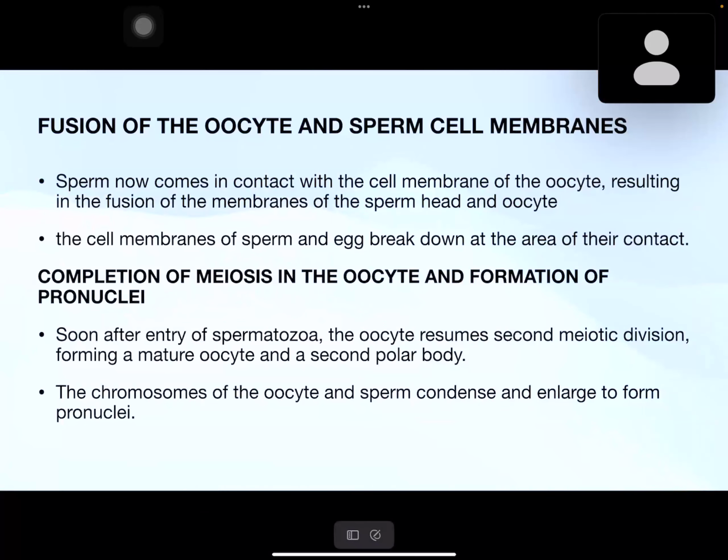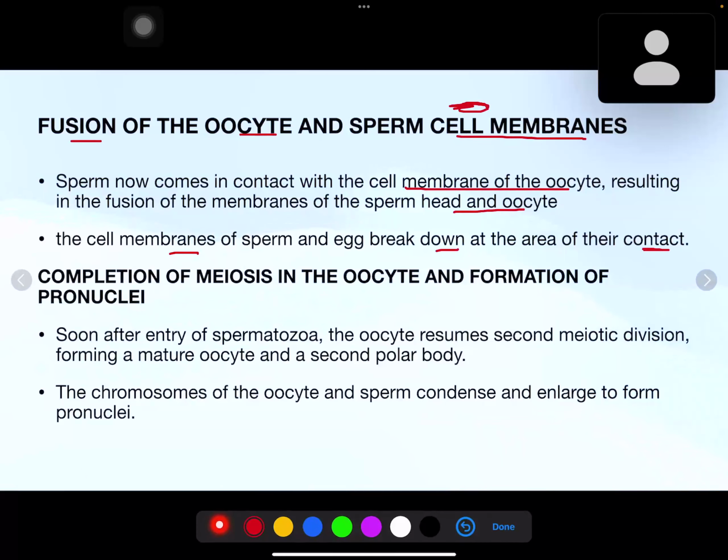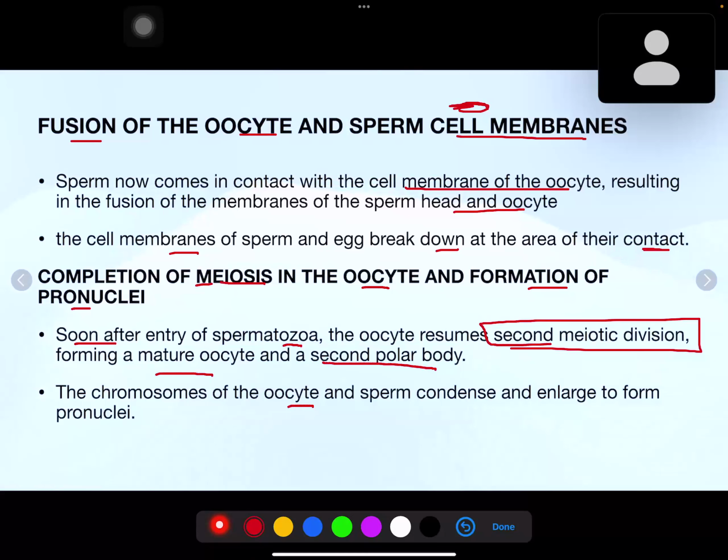Now, when the sperm enters, what happens? The completion of meiosis in the oocyte and formation of pronuclei. We all know the two meiotic phases, and the meiosis in the oocyte completes after fertilization. Soon after entry of the spermatozoa, the oocyte resumes the second meiotic division, forming a mature oocyte and a second polar body. The chromosomes of the oocyte and sperm condense and enlarge to form pronuclei.